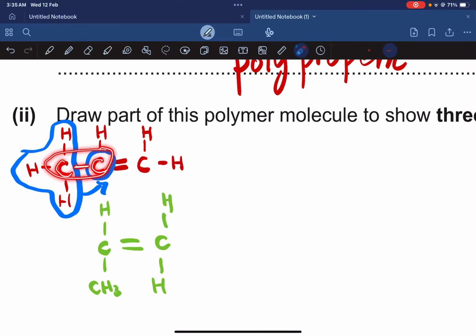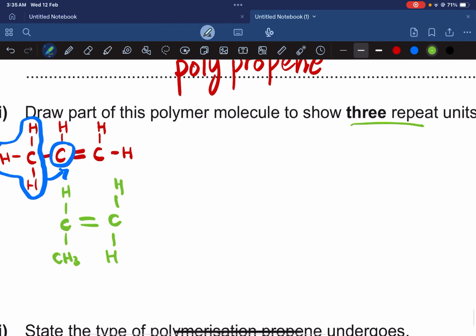So I shifted this thing downwards over here. Now what I'm going to do is I have to draw 3 repeat units. I'm just gonna draw my first repeat unit, which is now I have to break this double bond. So H, CH3, H and H. This is my first repeat unit.